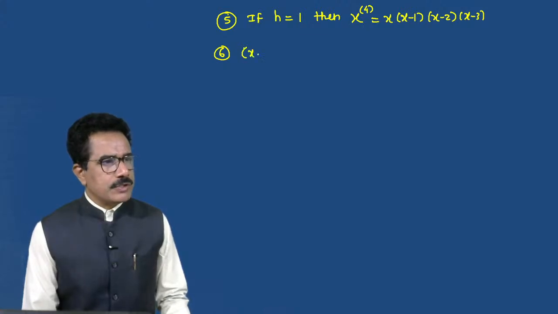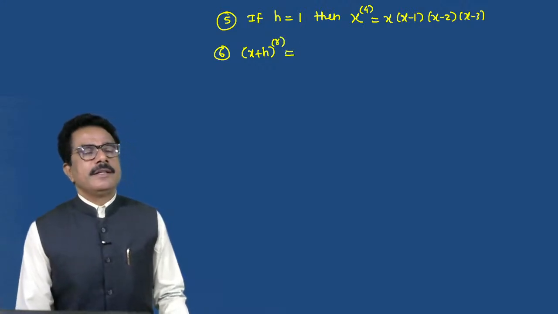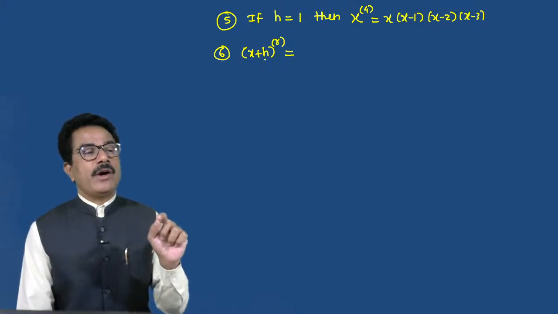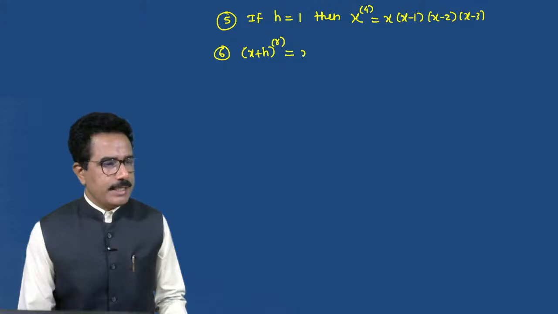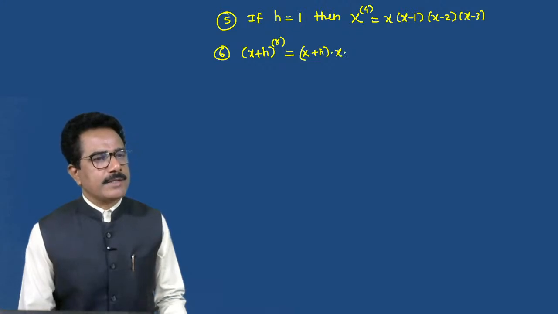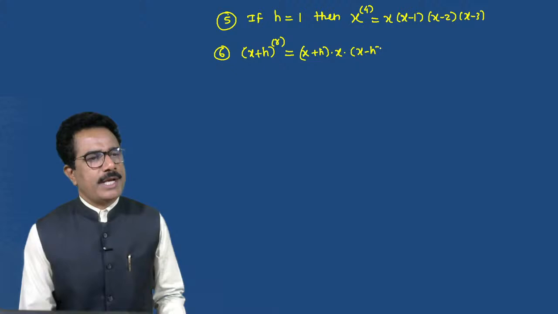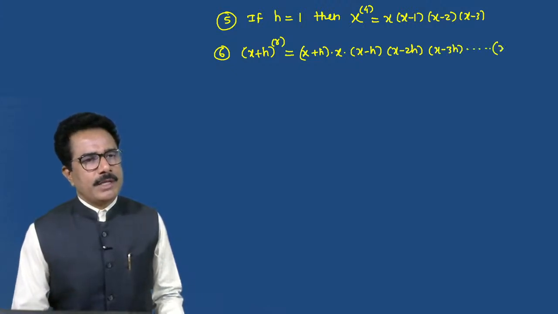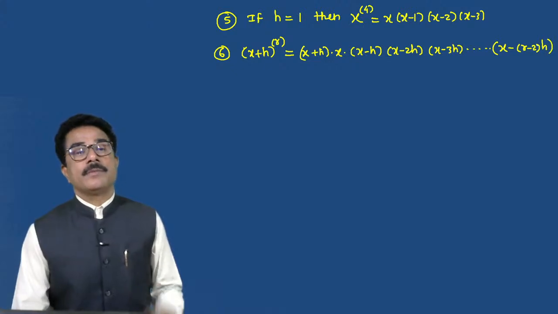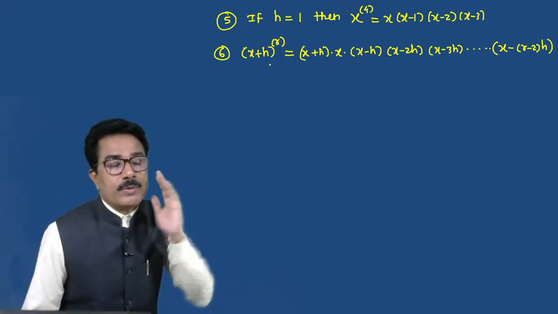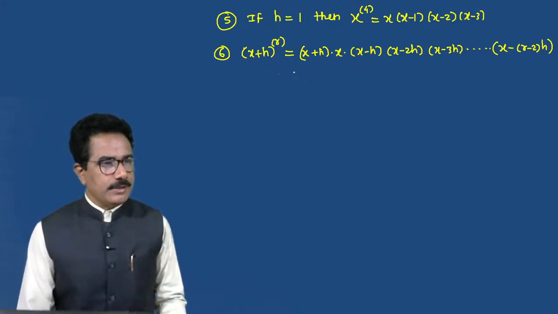See this, (x plus h) raised to r factorial. It stops at r minus 1 times h, but since h is already there here, that can be written as x plus h into x, keep subtracting h, into x minus h into x minus 2h into x minus 3h up to x minus r minus 2 into h. If it is (x plus h) raised to r, it can be written in this way.